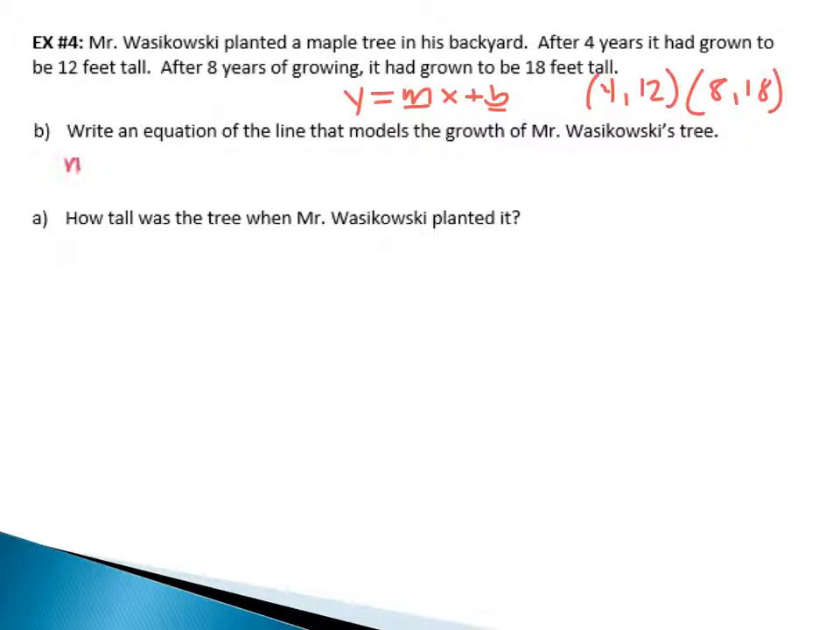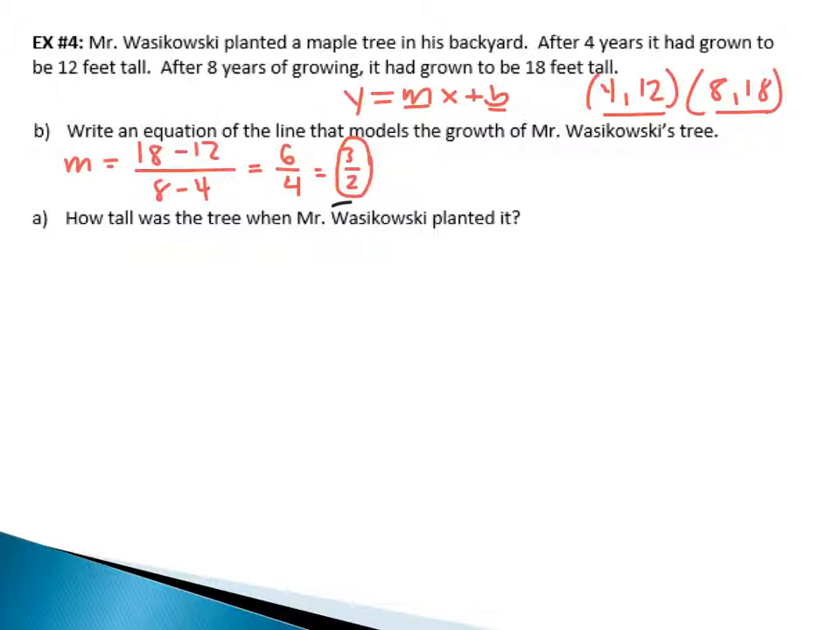So first thing I'm going to do is find the slope. So I'm going to take my y values, 18 minus 12, and divide it by my x values, which is 8 minus 4. Okay, 18 minus 12, let's see what that's going to give me, 6. And 8 minus 4, let's see, 4. Okay, so let me simplify that. 6 over 4, I can divide each by 2, so that's going to be 3 over 2. So that means every 2 years, this tree is going to grow 3 feet. Okay. Now, how do I find my y-intercept?